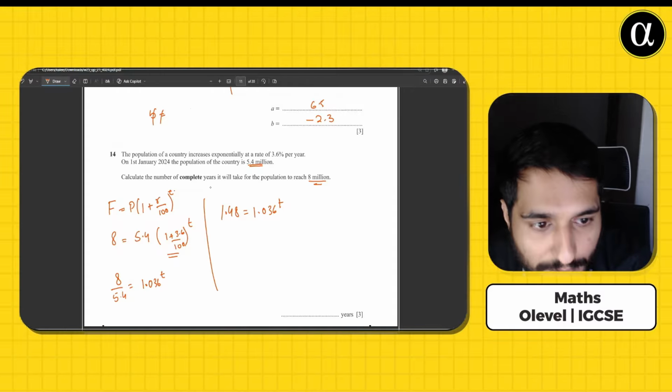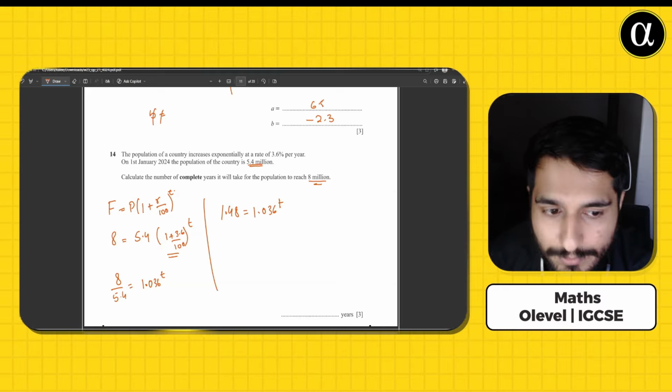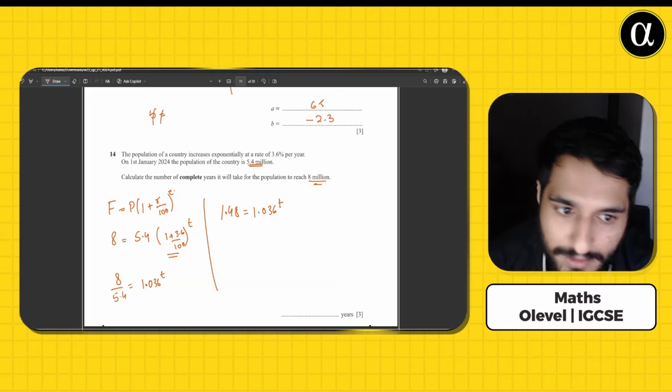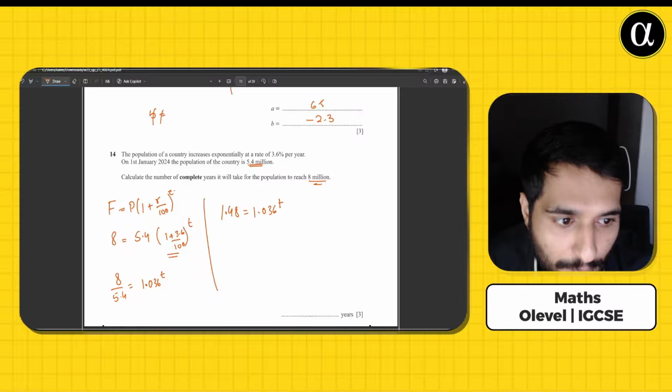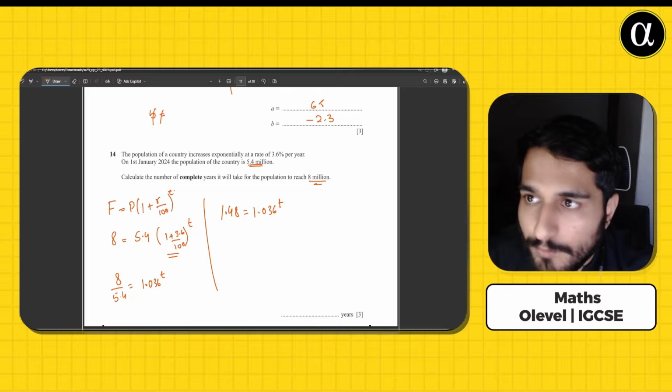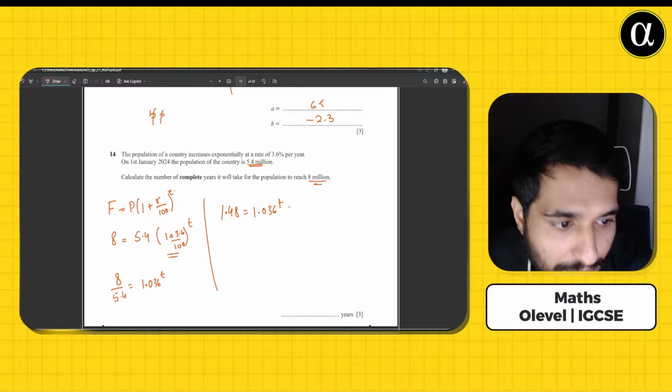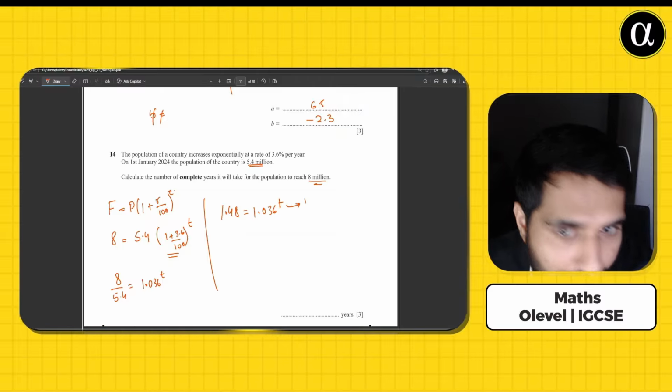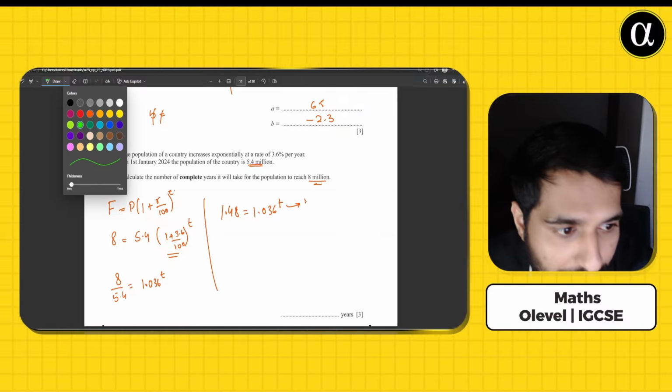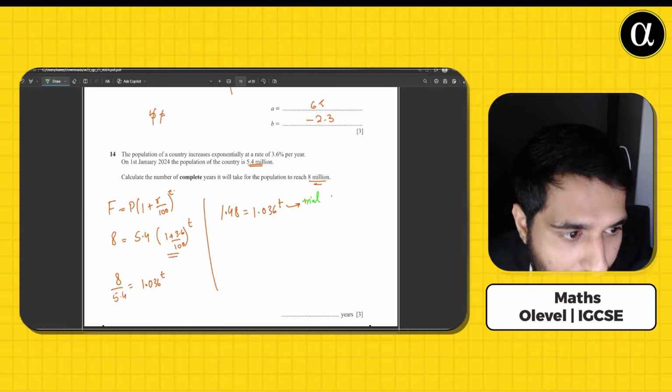We need to find the number of years, and we may not have learned any concept over here because this includes logarithms, which may not be part of your syllabus. What we are going to do over here is trial and error by assuming random values of t.